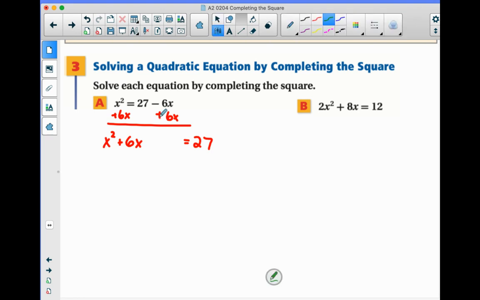So I'm leaving that space so that we can complete the square. So remember, to complete that square, we'd have to divide the middle term by 2 and then square it. So what is 3 squared? 9. So we are going to add 9 to the left side of the equation.